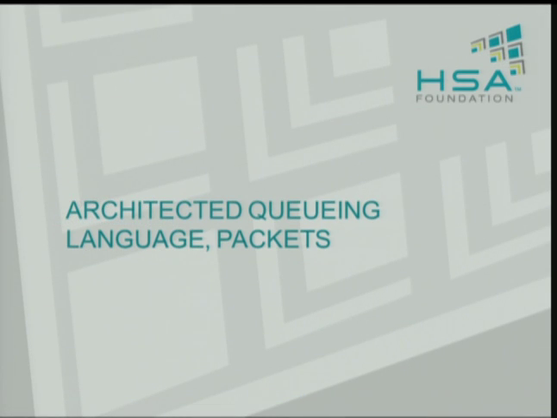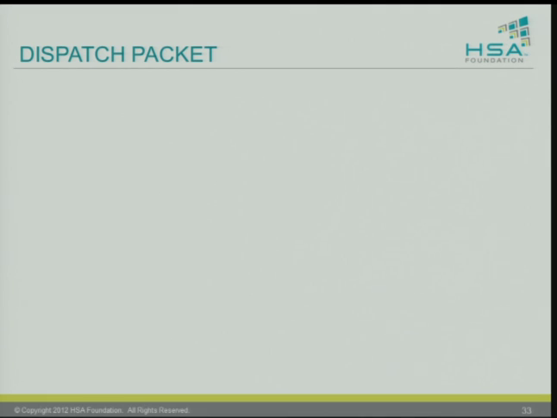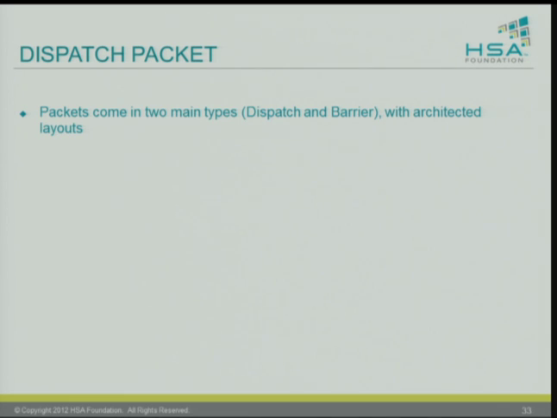Okay, so that was the queue, and the important thing is that a queue is basically architecturally defined as a certain set of fields, and this lives in shared virtual memory and cache coherent memory, and it's created and destroyed via HSA runtimes. So now we'll talk about the packets. There are two main types of packets: the dispatch packet and the barrier packet, and the format for these packets is architected.